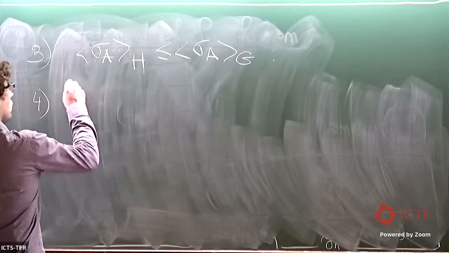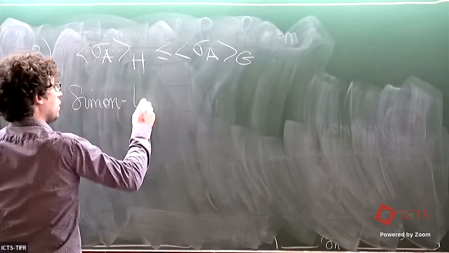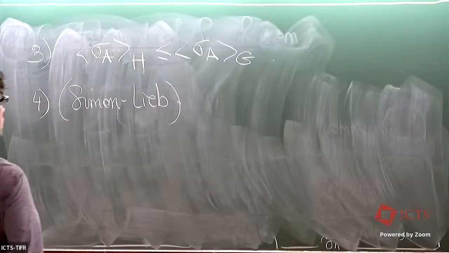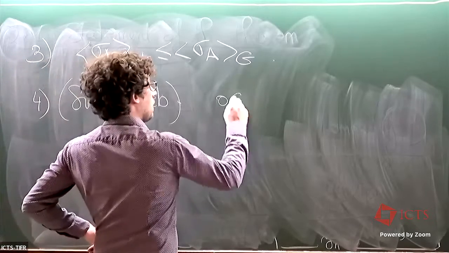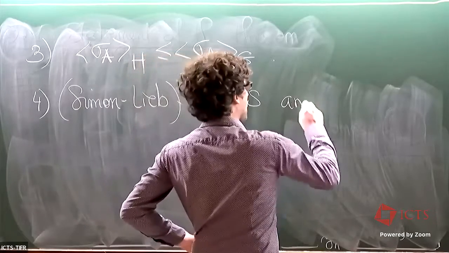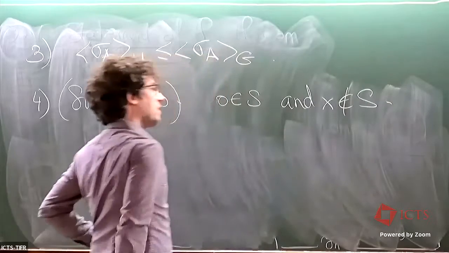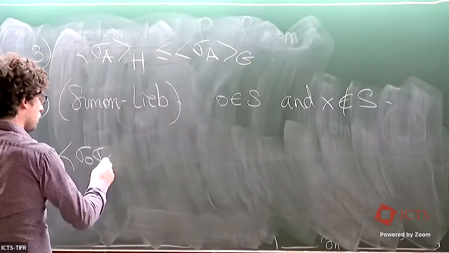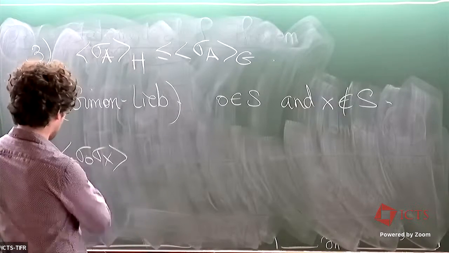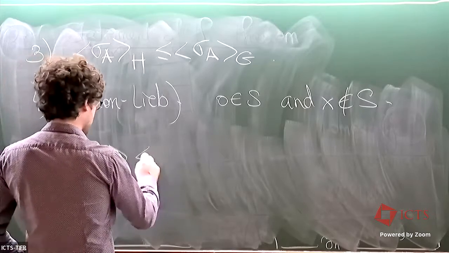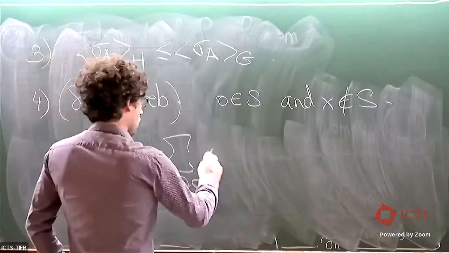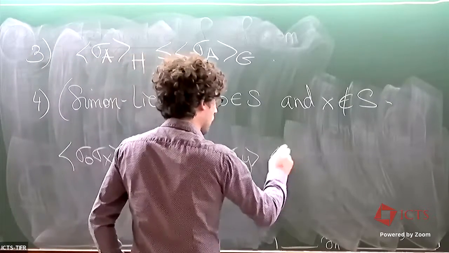And let me give you another application, a little bit cooler. This may require a little bit more thought. It's called the Simon-Lieb inequality, and it says the following. Imagine I take a set S, which contains 0, and x that is not in S. The Simon-Lieb inequality gives you what you would get for random walk, which is that the spin-spin correlation between sigma 0 and sigma x is smaller than the sum for y on the boundary of S of sigma 0, sigma y, sigma x.